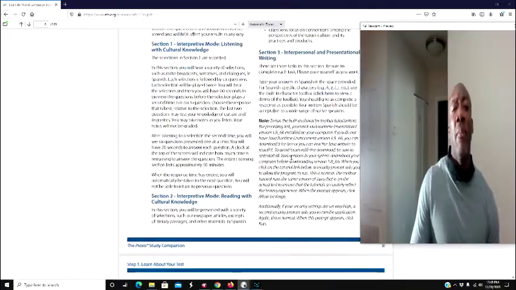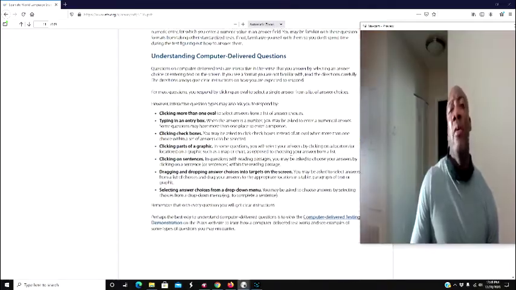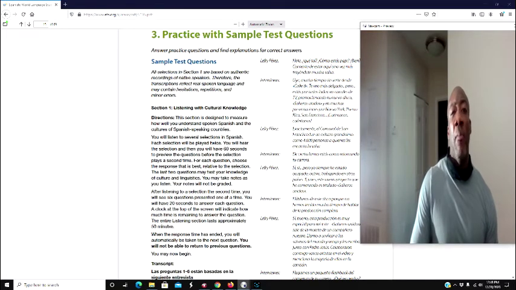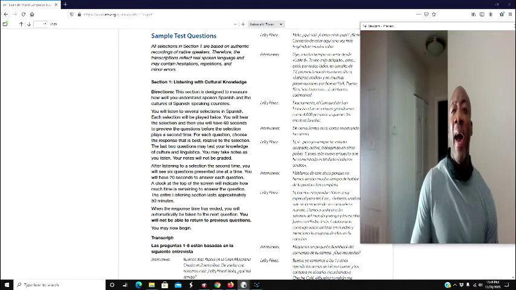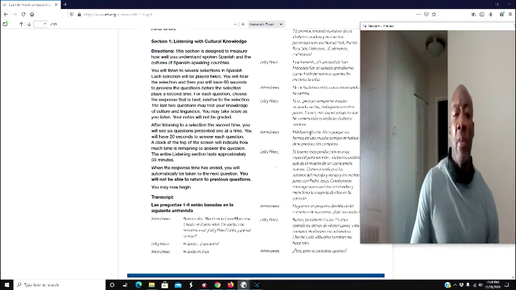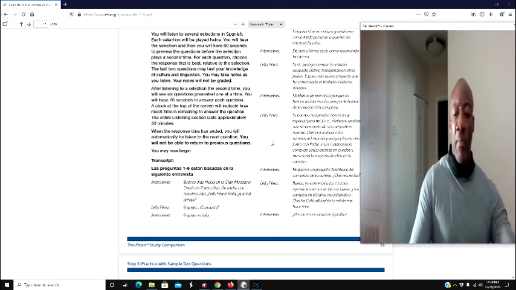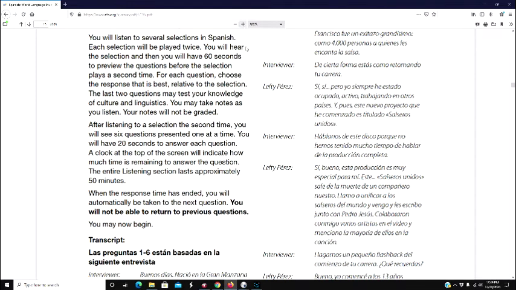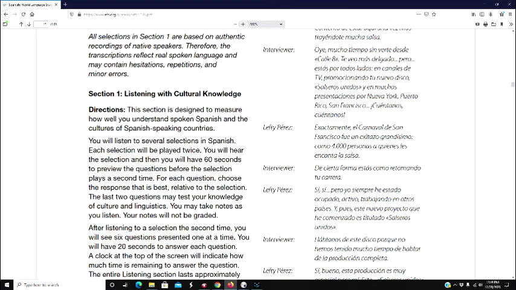All right, so let me see if I can find some of this for you guys. If I can get to the question there. All right, so here's some practice exam. So here's some directions. This is a passage they will read or speak. For example, let me see if I can read some of this. Let me blow it up some so you guys can see a little bit. Okay, it won't let me blow it up. I have to zoom this way. Give me a minute. Here we go. So for example, this says, let me read quickly. This section is designed to measure how well you understand spoken Spanish and the cultures of Spanish-speaking countries, blah, blah, 60 seconds.